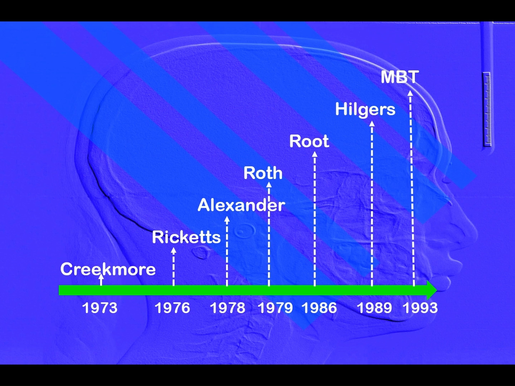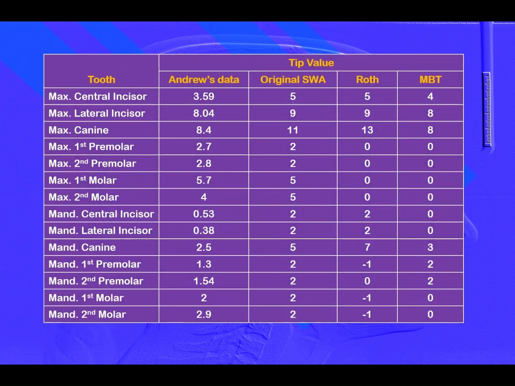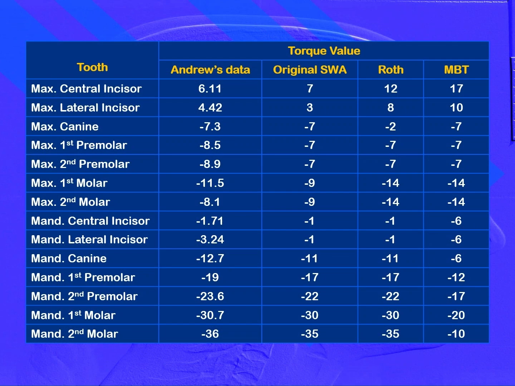After the introduction of the original straight wire appliance by Andrews, Creekmore in 1973, Ricketts in 1976, Alexander in 1978, Roth in 1979, Root in 1986, Hilgers in 1989, and MBT in 1993 modified the appliance to achieve the ideal results. This table describes how the tip or angulation value for different teeth in the bracket slot has been modified over time in various appliances. This table describes how the torque or inclination value for different teeth has been modified over time in various appliances.